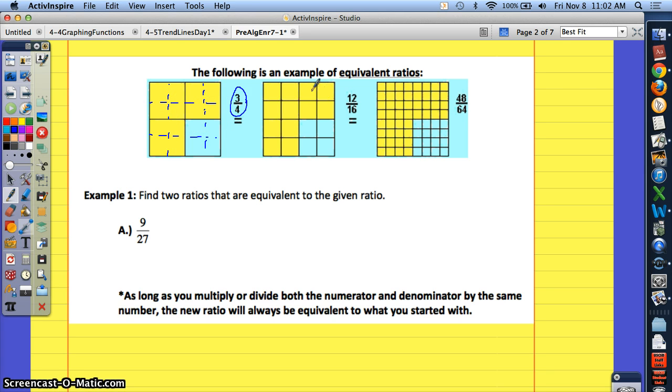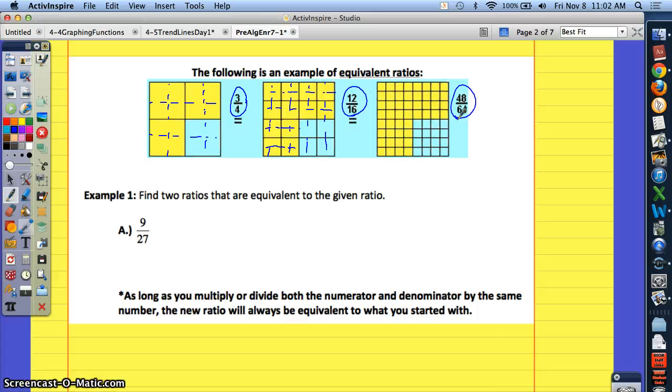And now I have 12 out of the 16 total pieces. So the numbers look different, but the fraction is still equivalent. And I could break each of those boxes in half. I could do all of those, and then I could count them all. With the same boxes being shaded as before, now that's really 48 out of the total of 64. All three of these ratios are equivalent because the same amount of the box is shaded.